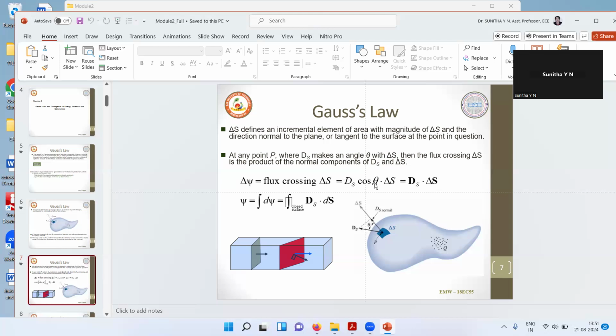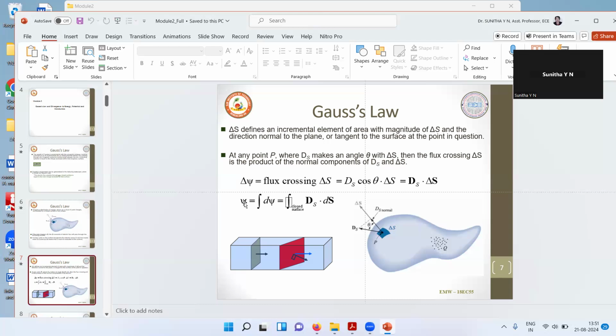So this ds into cos theta multiplied by the ds, that is the differential surface we have in vector form, looks like this. So this is what a dot product we have. So ds dot delta s is the differential flux we have here.